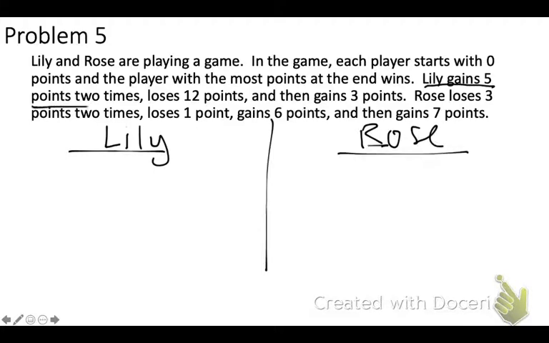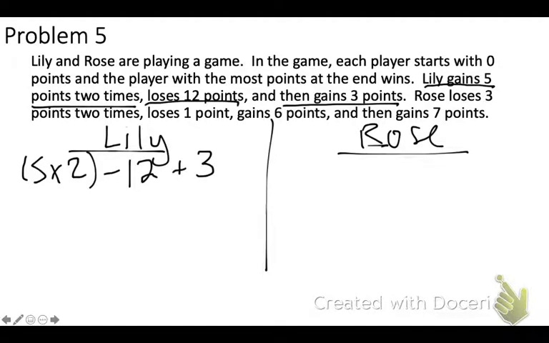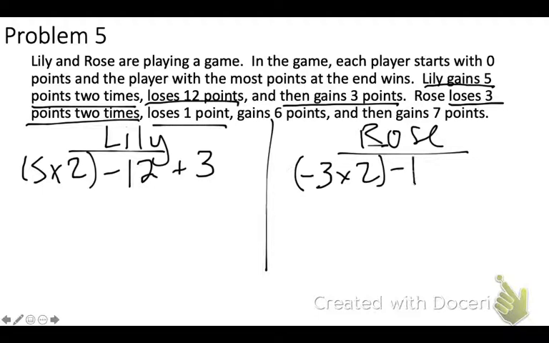Lily gains 5 points 2 times. So gains mean it's going to be positive, so we're going to do 5 times 2. Okay. Loses 12 points, so minus 12, and then gains 3 points, plus 3. Right? That's Lily's expression. Rose loses 3 points 2 times. So if she's losing 3, minus 3 times 2. Loses 1 point, gains 6 points, then gains 7 points. So now we need to figure out who actually wins.